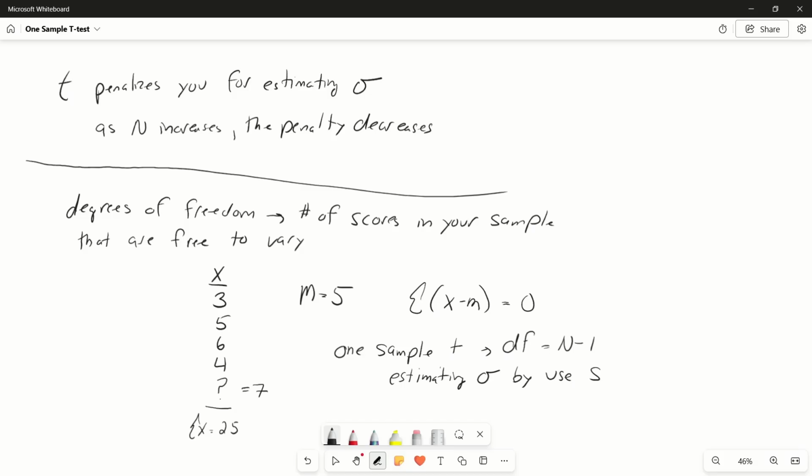And that's the difference between z and t. Z always is the same. There's only one curve. With t, the curve will change for every different sample size. But the curve will be very close to the normal distribution when our sample size is large, like over 100. And if it gets larger than that, it's even closer to the normal distribution. So that's basically what t does. And now we're going to look at some of these ones.